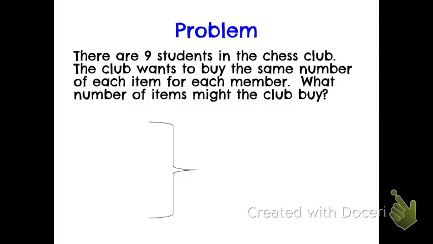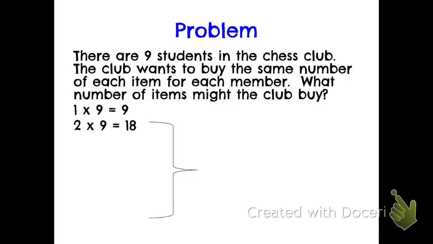Looking at this problem, there are 9 students in the chess club. The club wants to buy the same number of each item for each member. What number of items might the club buy? Well, they're going to buy 9 students' items, and they want to buy the same number for each item. We know that we're going to be buying multiples of 9, because it has to continue to go up by the same number if each student is going to get the item. So I would look at my multiples.